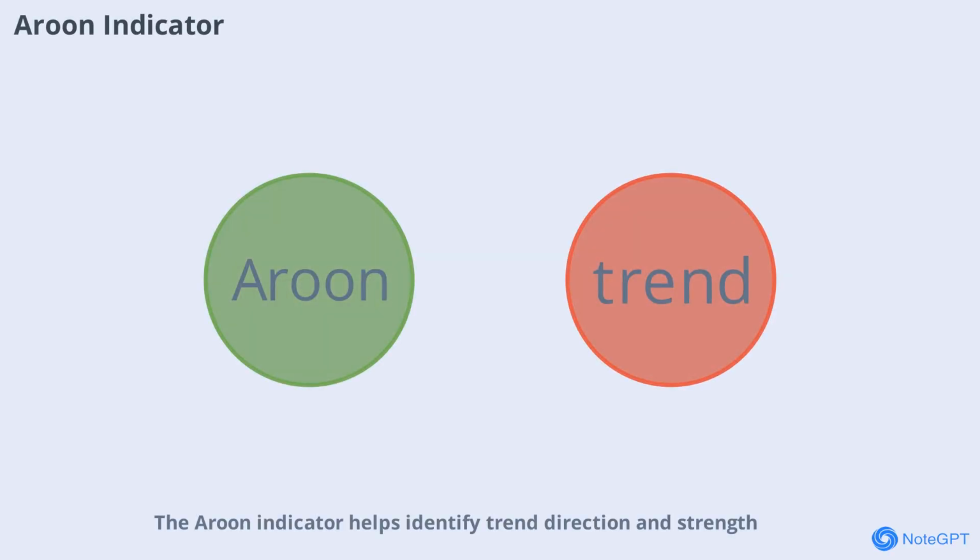Aroon indicator helps identify trend direction and strength. UGRO's Aroon down is at 12, while Aroon up is at 4, resulting in an Aroon oscillator value of 57.14. This suggests a recent shift in trend, with the oscillator indicating bullish momentum. Traders use the Aroon to spot emerging trends and potential reversals.